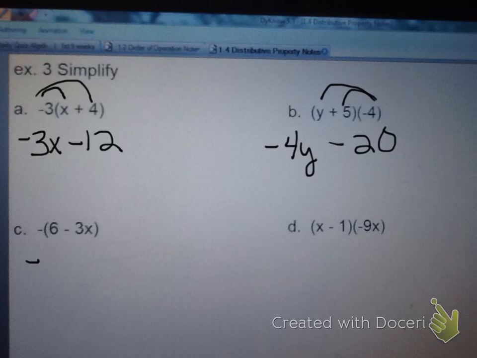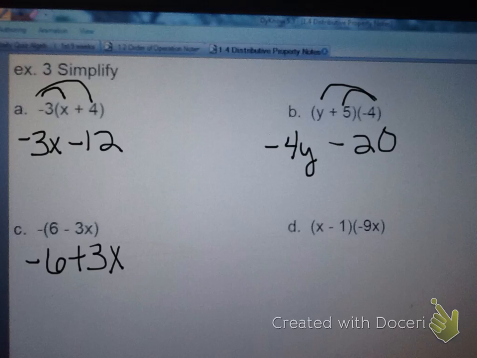Example C, when you just have a negative in front of the parentheses, you distribute that negative. And again, you're multiplying. That's a negative times a positive 6 is a negative 6. Or the shortcut is when you have a negative in front of the parentheses, basically it changes the sign of every term in that parentheses. So it changes that positive 6 to a negative 6, and it changes the negative 3x to a positive 3x.